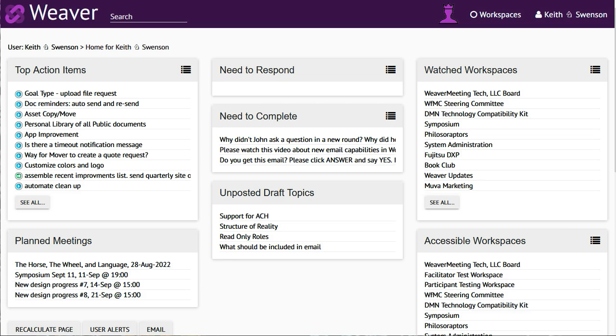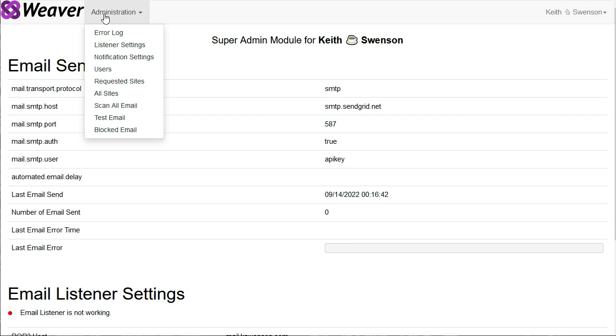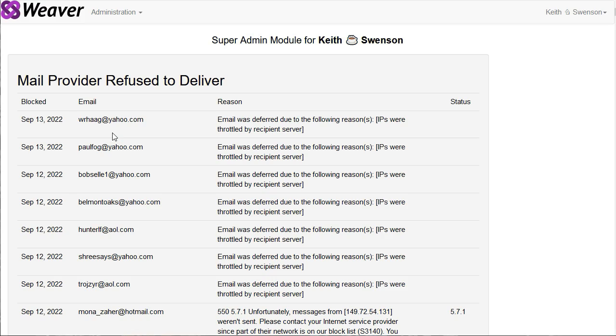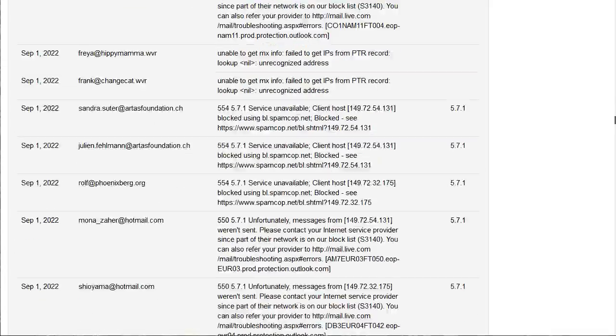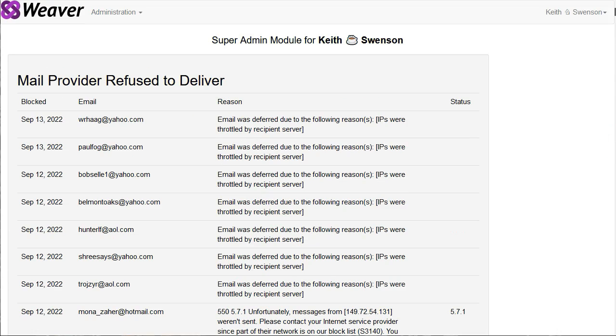All right, I've integrated a new capability and it's made me a little bit depressed. When we go into administration, we can now ask the question, what email has been blocked? I integrated this with the email service provider, and what I found is really kind of shocking. All of these people have emails blocked. You can see the dates on the left here.